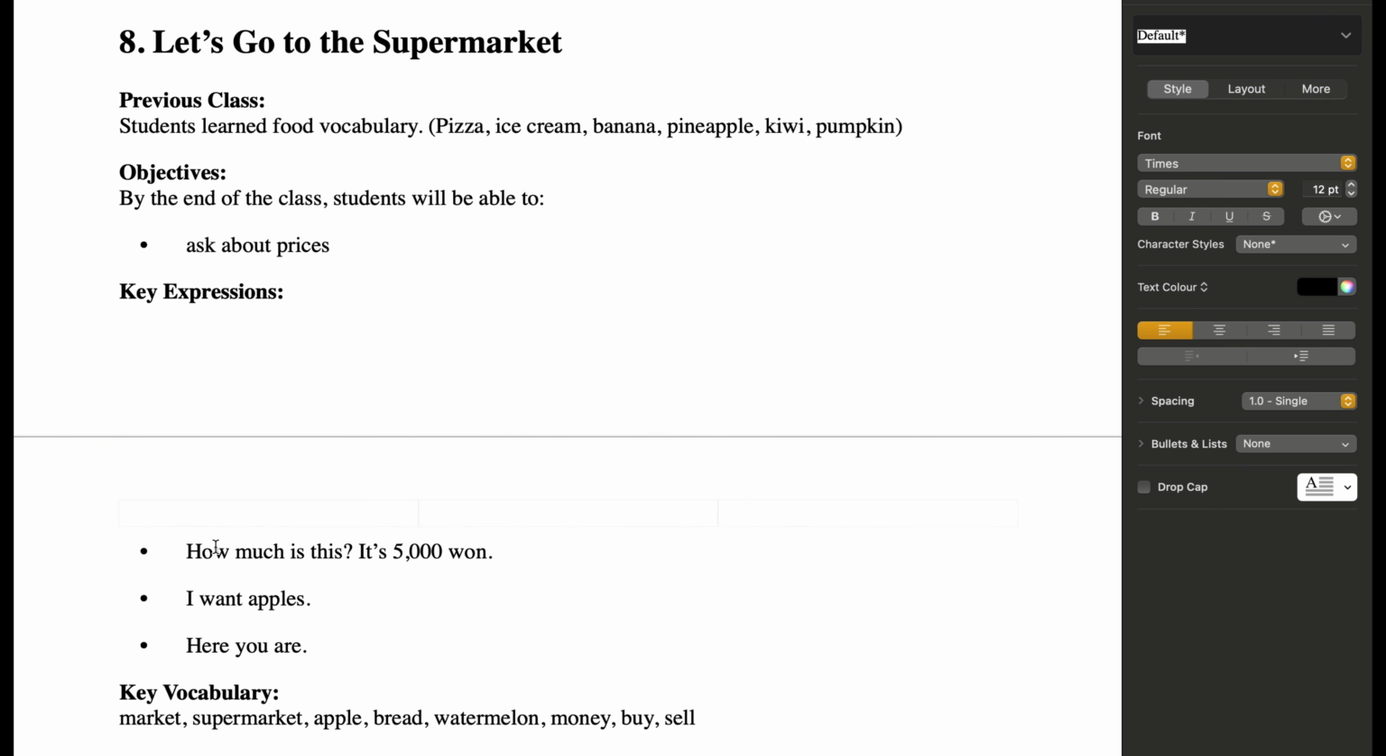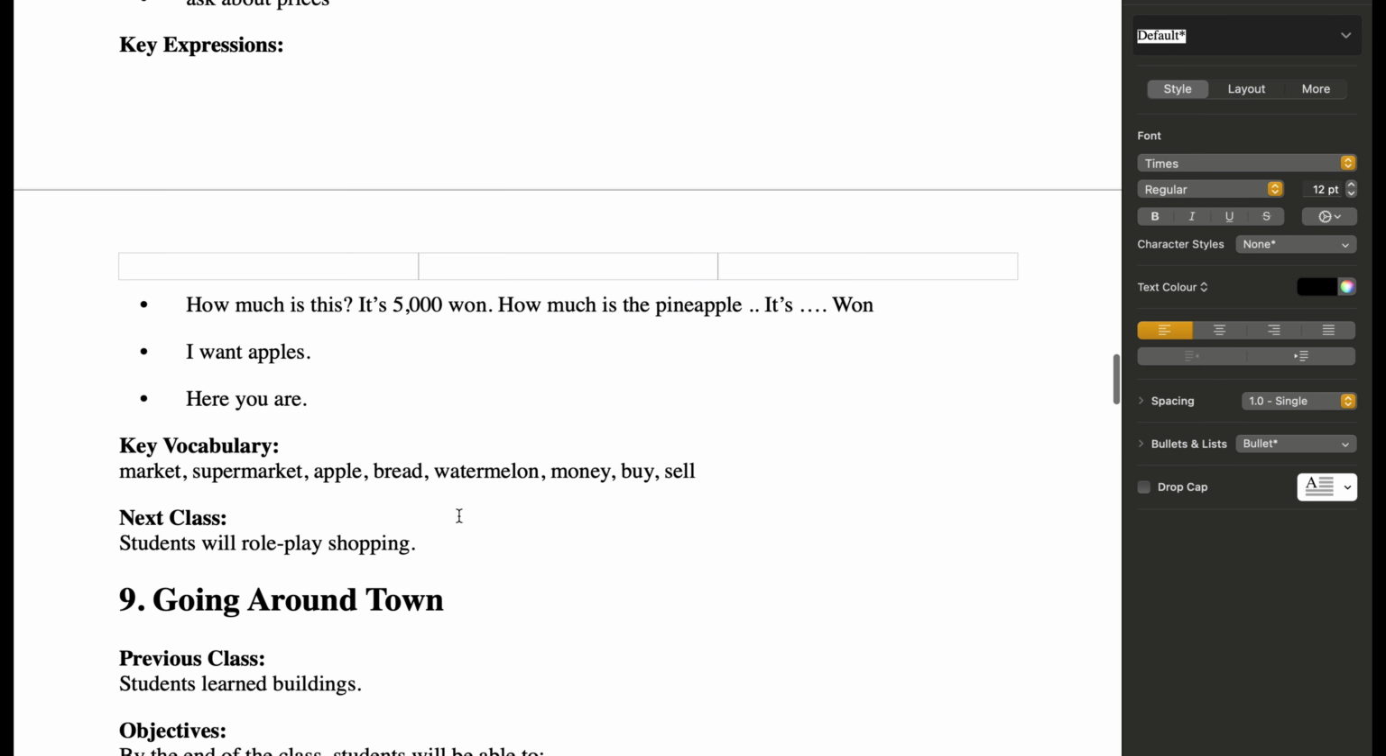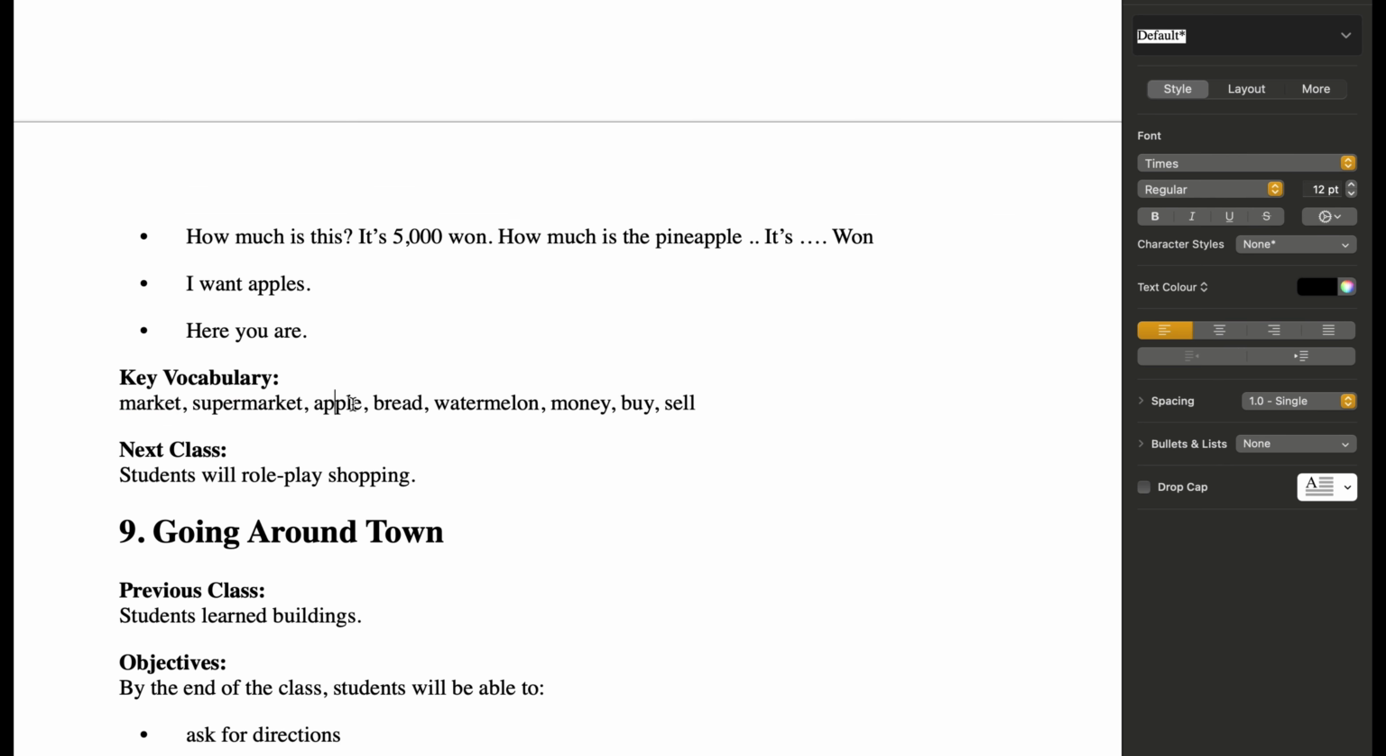Right. So what is the question here? Key expression. So in this topic, when I ask about prices, key expression: how much is it? It's 5,000. I want apples. Here you are. How much is... you can even be specific. How much is the pineapple? It's blah, blah, blah. How much is the pumpkin? How much are the bananas? Right? Here: market, supermarket, apple, bread, watermelon, honey, buy, sell.